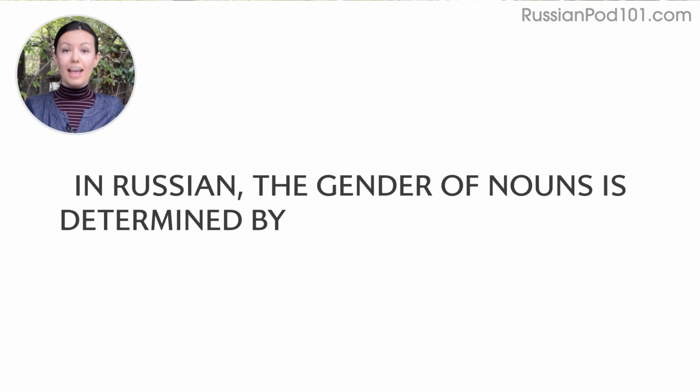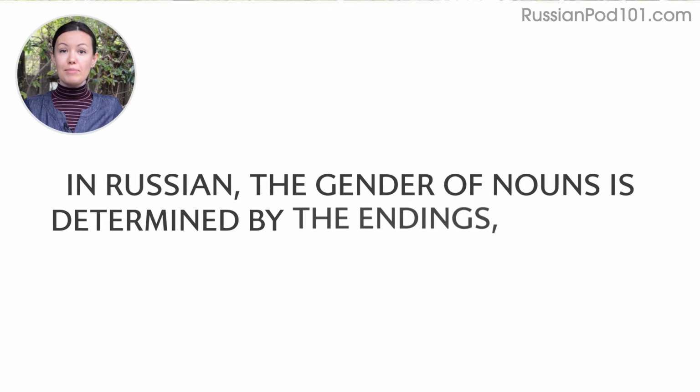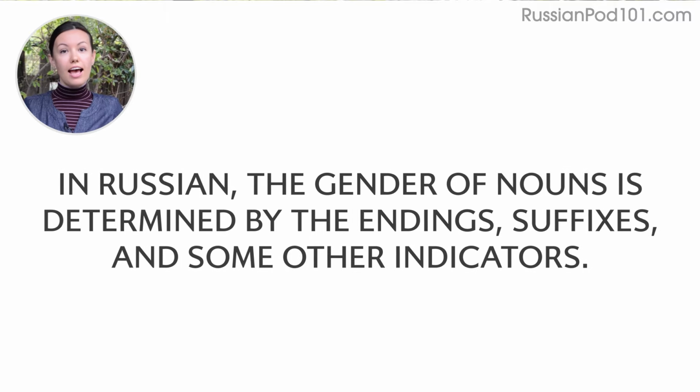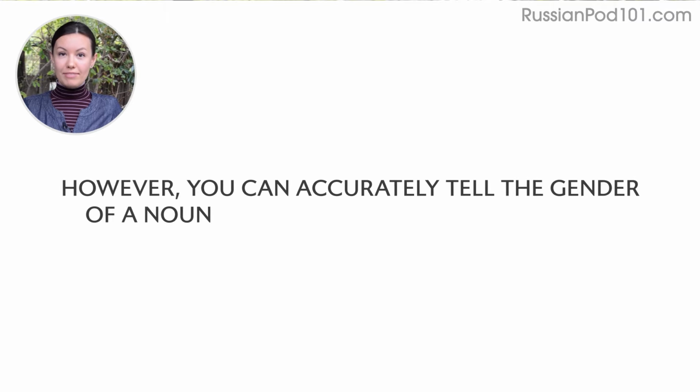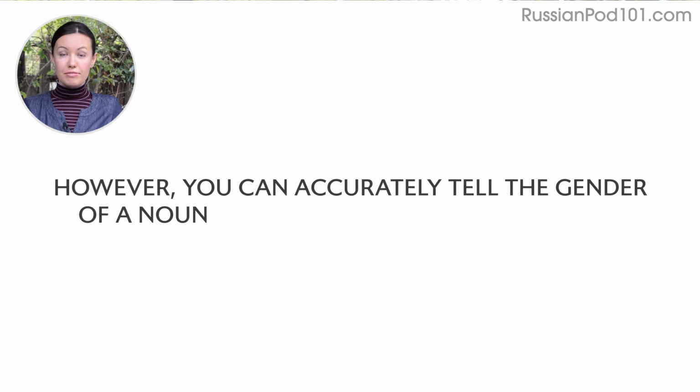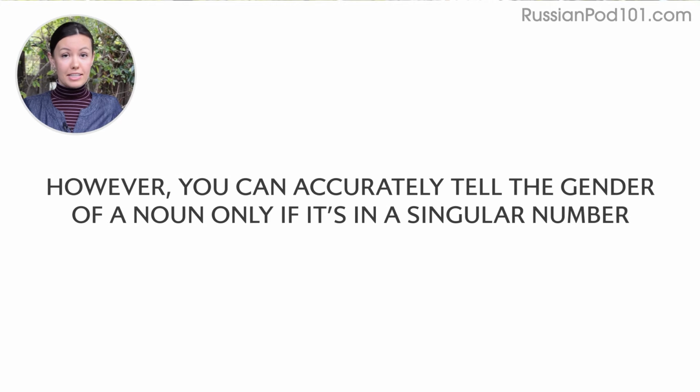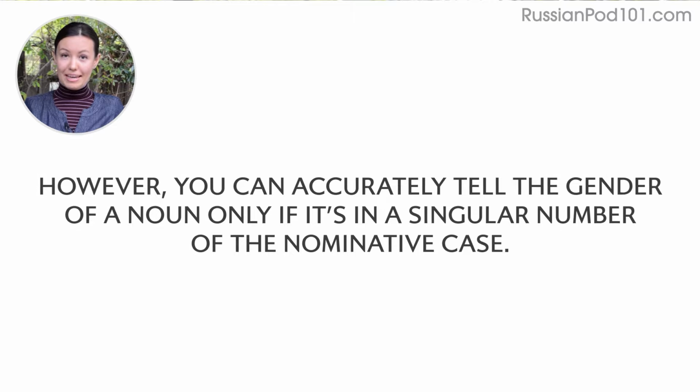In Russian, the gender of nouns is determined by the endings, suffixes, and some other indicators. However, you can accurately tell the gender of a noun only if it's in the singular number of the nominative case. Let me try to explain to you how it all works.